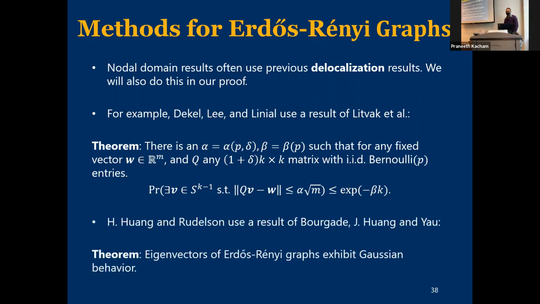Another type is that Han, Huang, and Rurelson use a result of Bourgade, Huang, and Yau, which said that eigenvectors of Erdős-Rényi graphs have Gaussian behavior. It's a loose way of talking about it. And this is something that they use fundamentally to prove their nodal domain results.